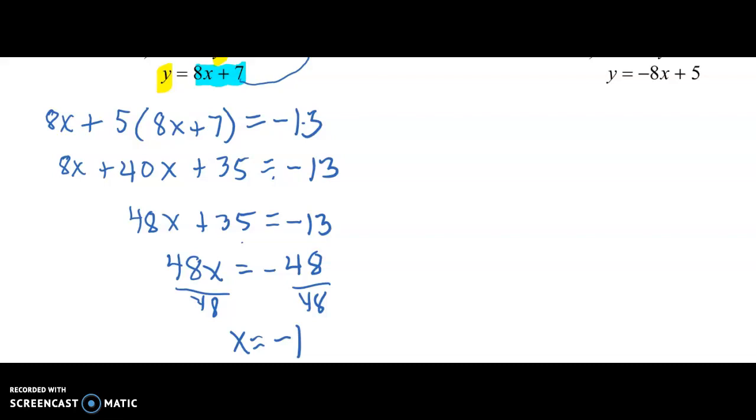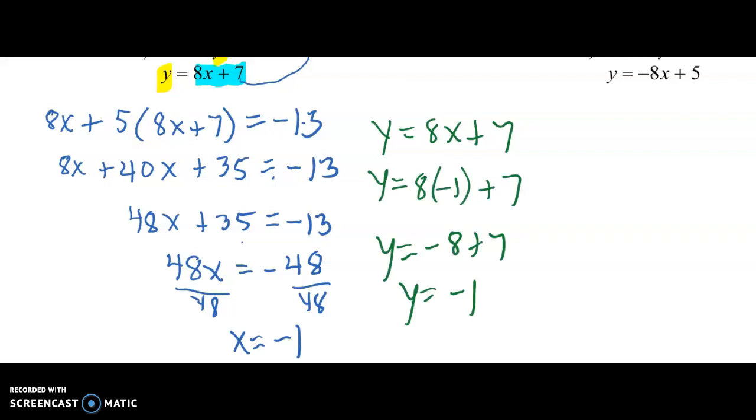Now again, we can't forget, since we're solving a system of equations problem, the solution is going to be an ordered pair, meaning we need to find the y value. We found the x, we need to find the y. So I'm going to use the second equation, the y equals 8x plus 7 equation, to help me solve for y. Now that we have a value for x, I'm going to plug that negative 1 in for x in that equation.